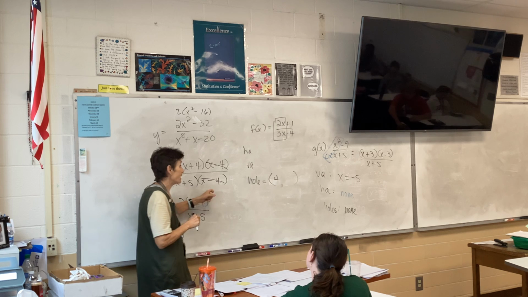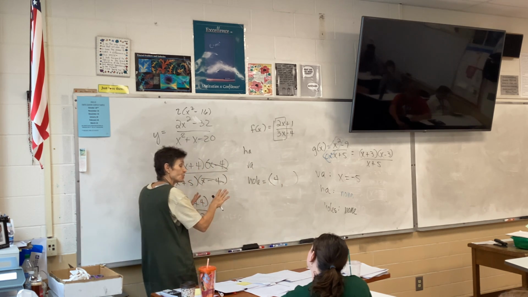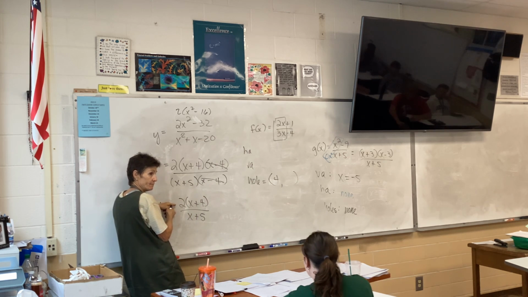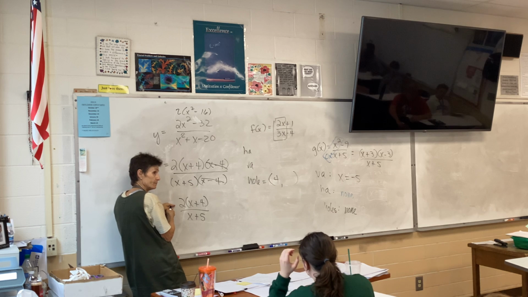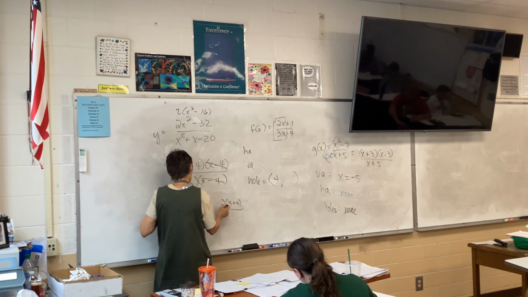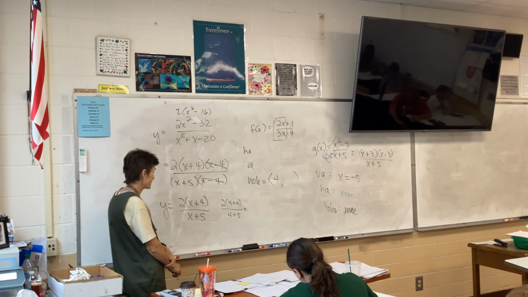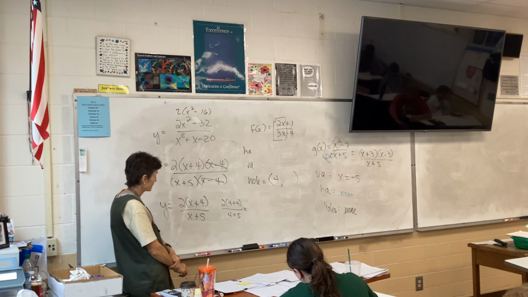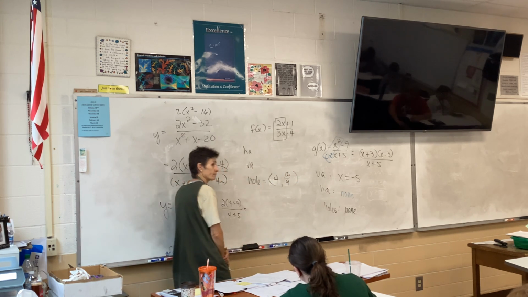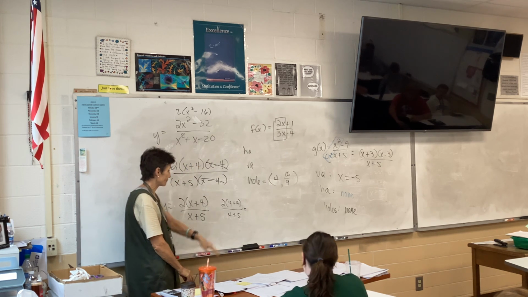4. Now, how do I get the y? The hole is a point, so I need a y too. Where do I get the y? Plug the 4 in here. So 2 times 4 plus 4 over 4 plus 5. So what's that going to give you? 16 over 9.